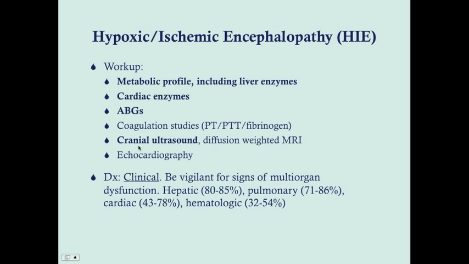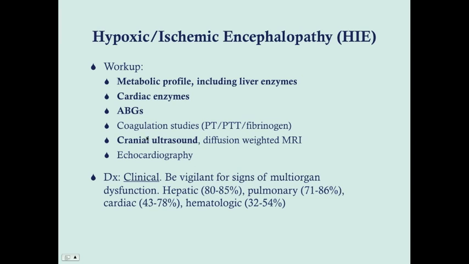Cranial ultrasound, that's going to be really important because of the association with HIE and periventricular and intraventricular hemorrhages. So in all babies who are preterm, you want to do a cranial ultrasound to screen them for intraventricular hemorrhage, but particularly in babies with suspected HIE.